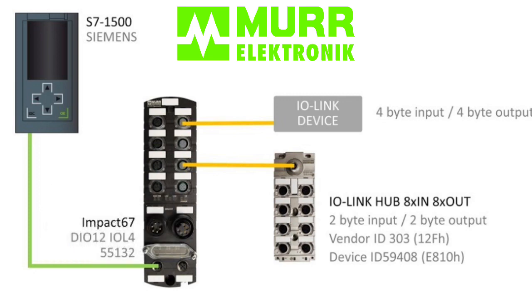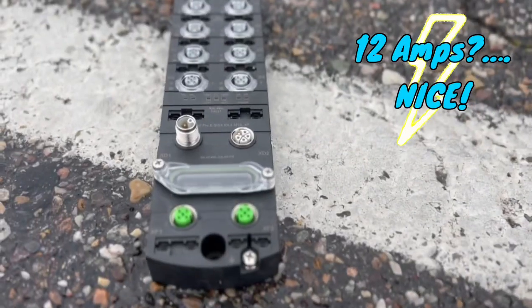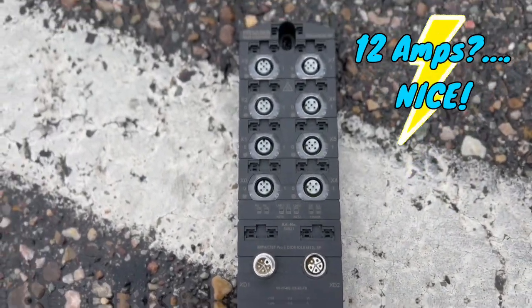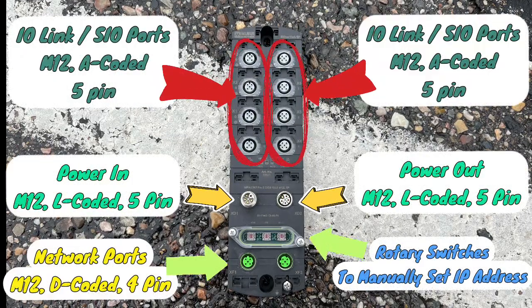This guy also has an L-coded M12 power cable that brings 12 amps to this master block. That is crazy. You can also have 4 amps per port. Just think of all the things you can do with that.